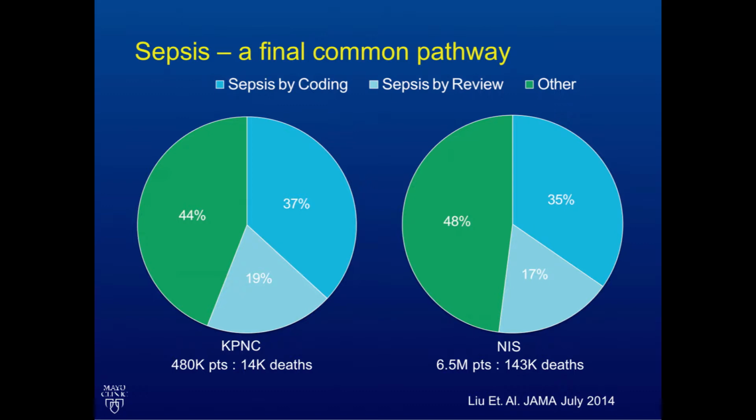This is data from Kaiser Permanente as well as the National Inpatient Sample, which involves millions and millions of patients, and I can't imagine having to go through 143,000 charts to review to see which ones were sepsis and which ones weren't, but they did that, and we know that the majority of patients dying in our hospitals are dying of sepsis.